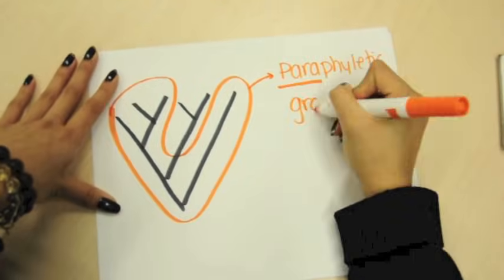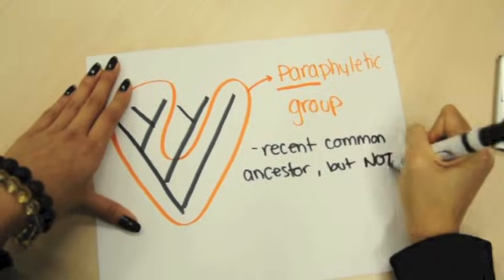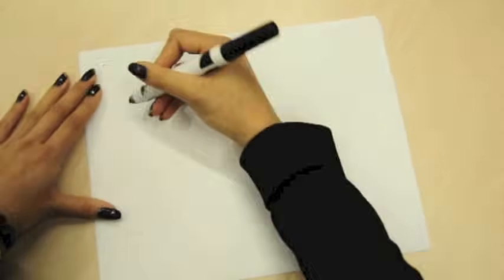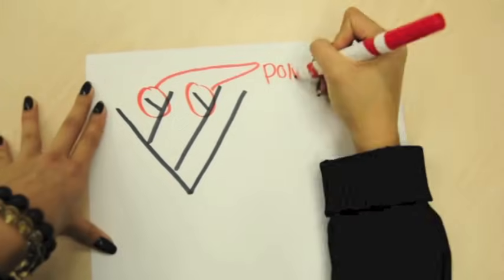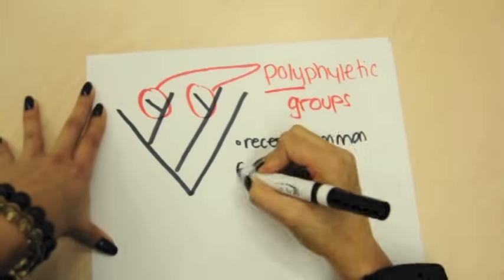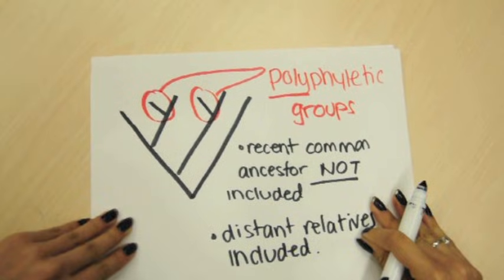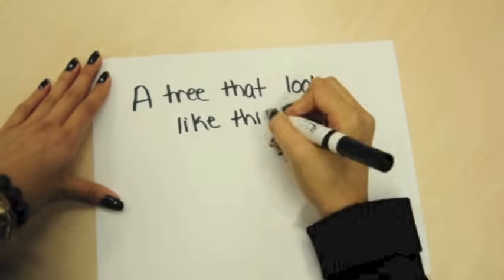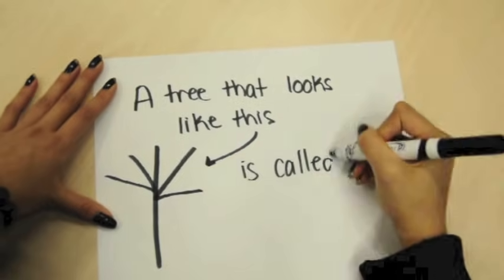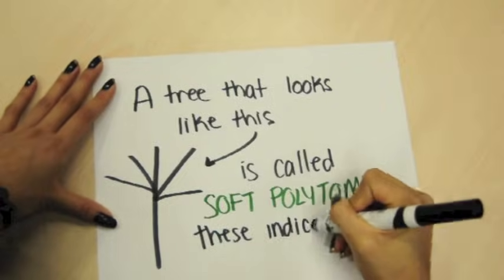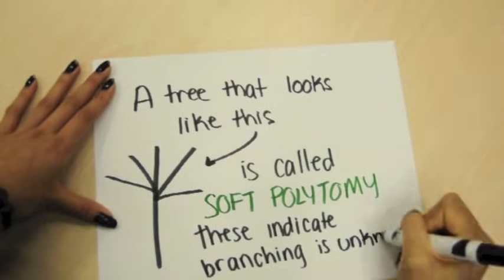This is a paraphyletic group. The recent common ancestor is shown, but not all descendants are included. This is a polyphyletic group. The recent common ancestor is not included, but distant relatives are included. A tree that looks like this is called a soft polytomy. Soft polytomy indicates that the pattern of branching is unknown, so this is an evolutionary relationship that is not fully understood. Congratulations! You just got through Tree Thinking 101.